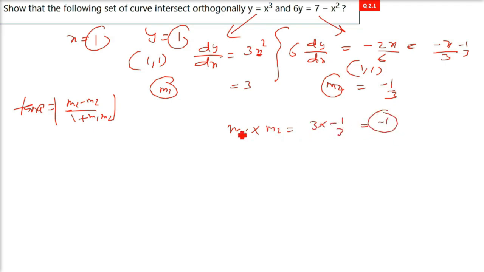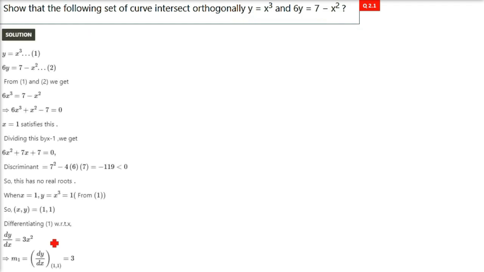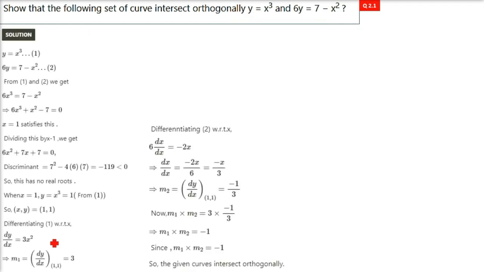When two slopes multiplied give you negative 1, that means these two lines are 90 degrees to each other, that is, they are orthogonal. They have 90 degrees in between them. I hope you got the idea. So that is why this question was different, so we attempted it, and this is the reference solution. You must go through and write it like this.